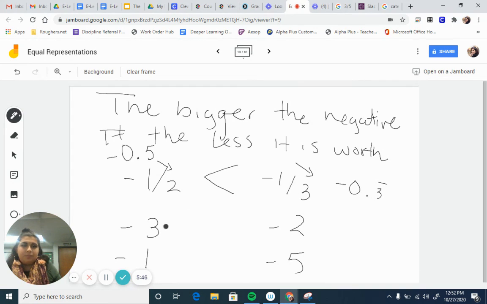Let's try it here. So I have negative 3 and negative 2. Negative 3 is a larger number than negative 2, and because it's negative, the larger the negative number, the less it's worth. So negative 2 is worth more. And then here, I have negative 1 and negative 5. Negative 5 is a larger negative number, and the larger the negative number, the less it's worth. So negative 1 is bigger. I hope this helps when we're talking about comparing rational numbers. And when we are talking about ordering them, just compare all of your numbers and figure out which one is the least to the greatest and read those words very carefully.